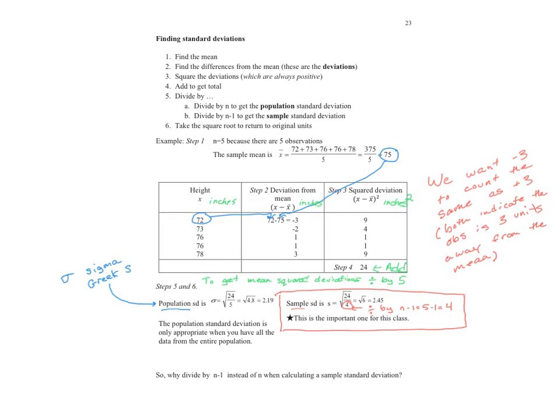So if we could go back to the previous slide for just a moment. So now notice what happened when we divided by 4 here instead of 5. Dividing by a smaller number gives us a larger result. Therefore, like the 2.45, the sample SD calculation is larger than the population SD calculation.